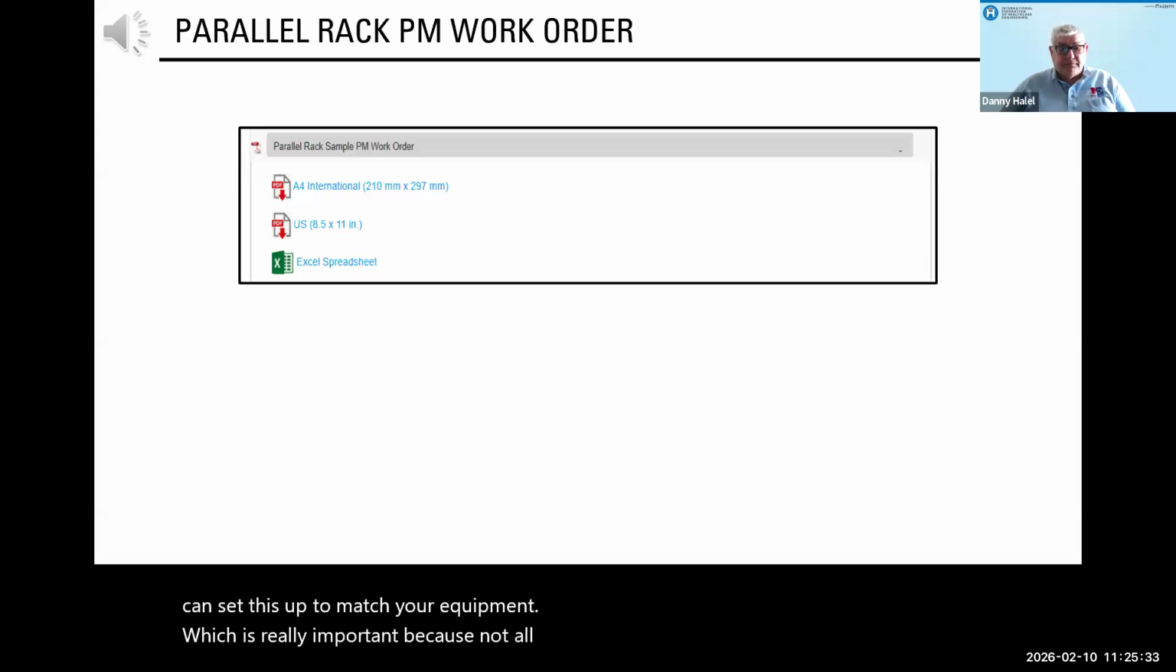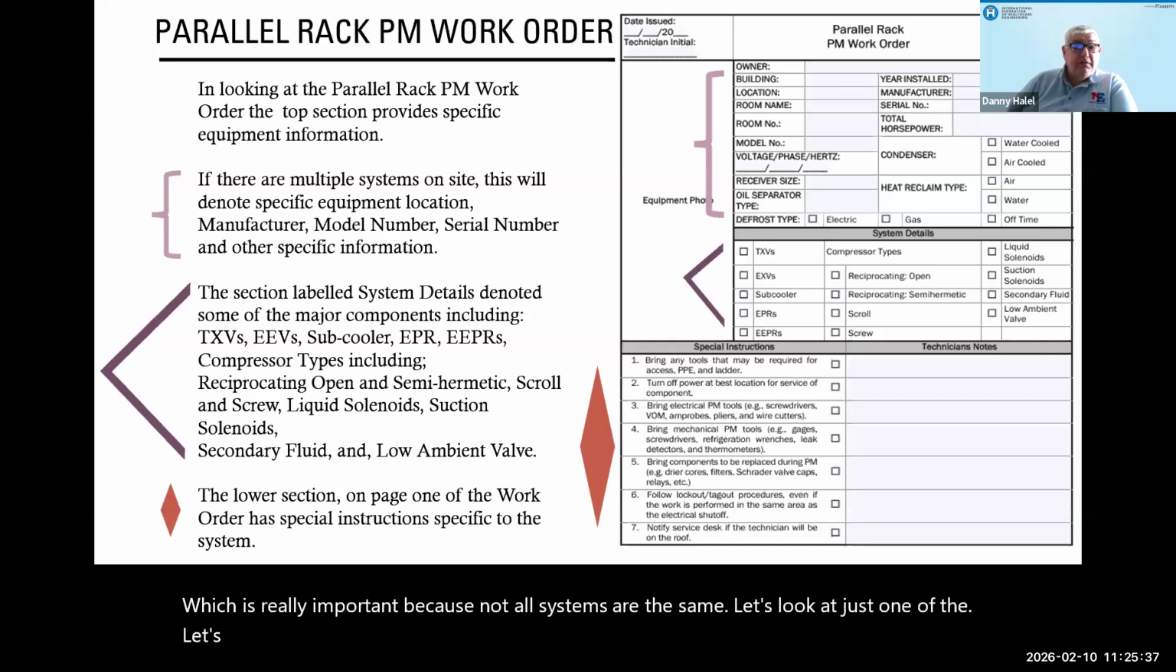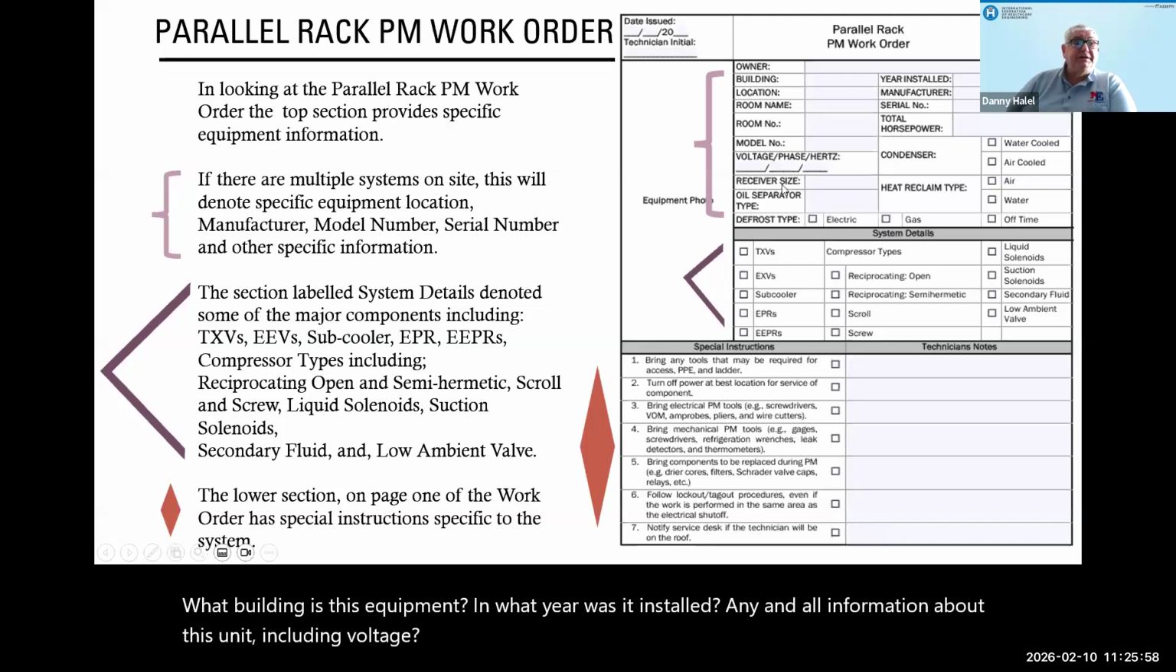Let's look at just one of these PM work orders. At the top, here we have the listed owner. What building is this equipment in? What year was it installed? Any and all information about this unit, including voltage, serial number, type of equipment that it is.